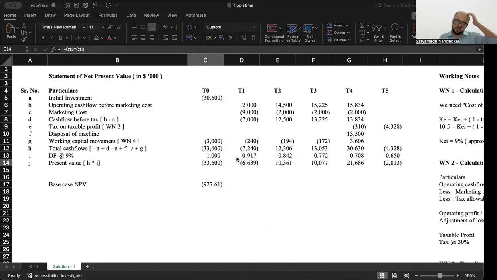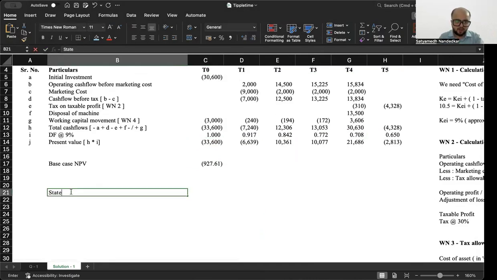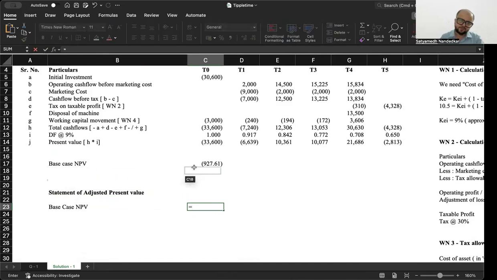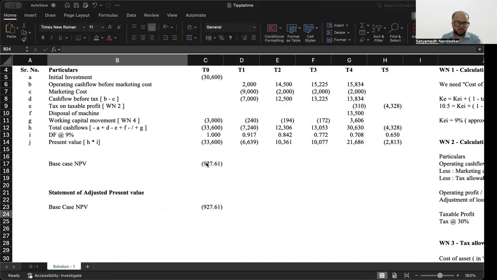Now I have to calculate my adjusted present value. This is the main part of the question actually. Statement of adjusted present value. Base case NPV. Now, I have to consider issue cost of debt. I have to consider tax saving on interest, and I have to consider the present value of cheap loan.